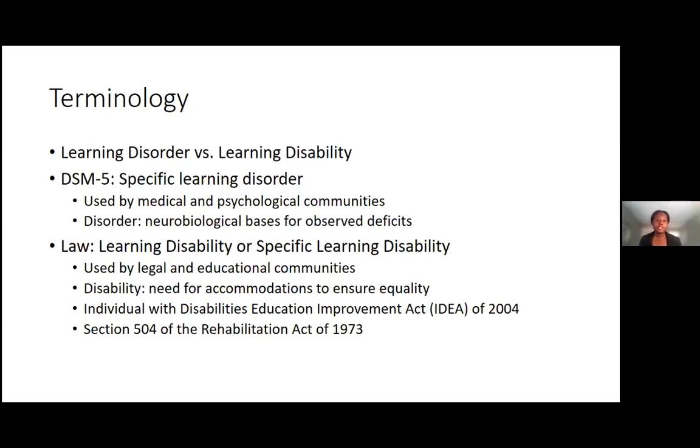And so some distinctions here. The use of the term disorder is something that's primarily used within the medical and psychological communities. And this is because with the term disorder, we're really highlighting how this is a condition or group of conditions that is thought to have a neurobiological basis for the deficits that we're observing. And so that's in part why with the DSM-5, the diagnostic term that is used is a specific learning disorder.